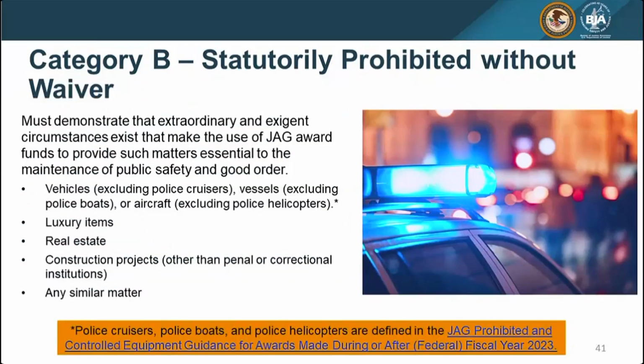Category B. So these, you can ask for a waiver. You can ask for prior approval and get a waiver. These are outlined in the JAG statute. Any kind of vehicle or aircraft or boat, luxury item, real estate, construction project, or any similar matter. This does exclude police issued vehicles. So if it's a patrol car or vessel or aircraft, excluding police helicopters, if it's a patrol vehicle, essentially, then patrol vehicles do not require a waiver. Those are allowable under JAG. I want that to be very clear. There is no waiver that is required. Those are allowable and are not considered controlled.